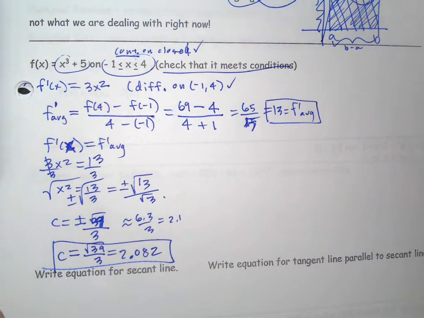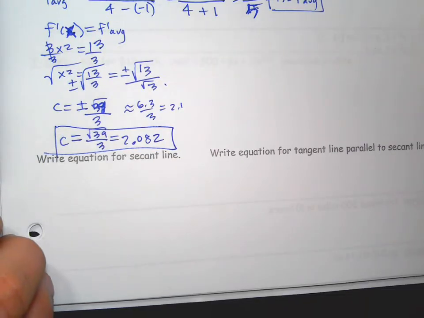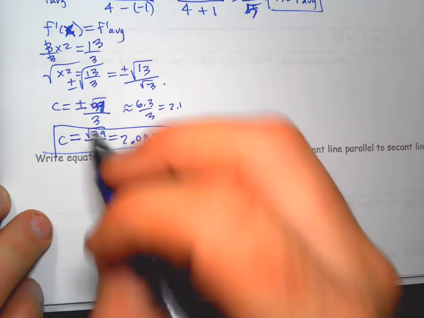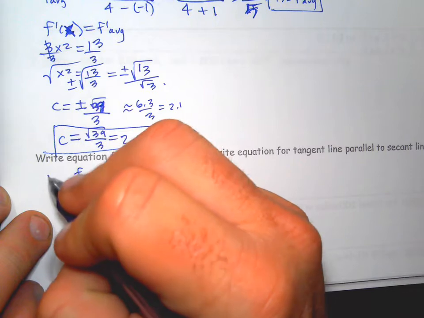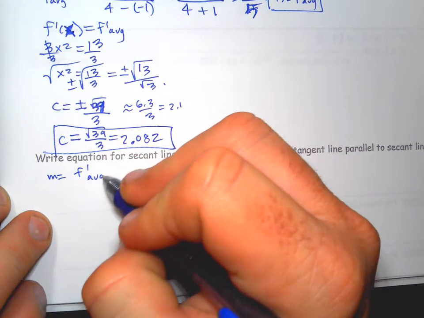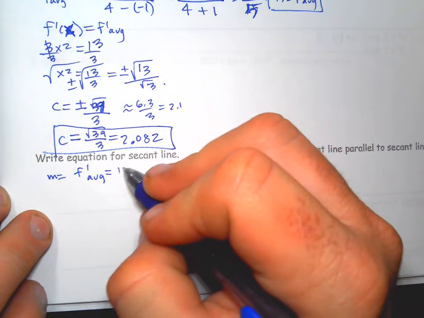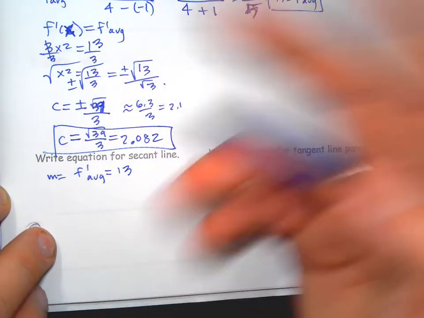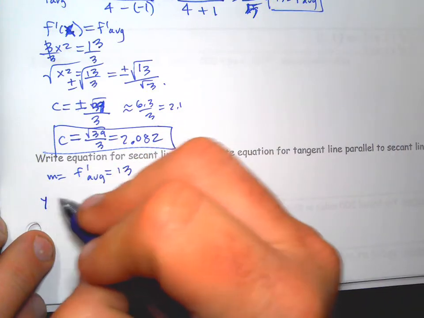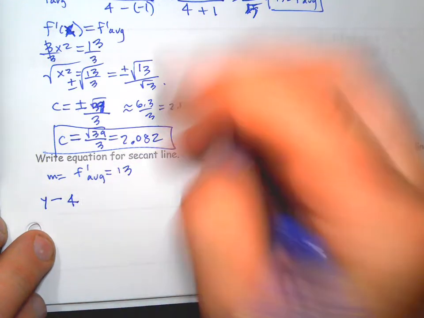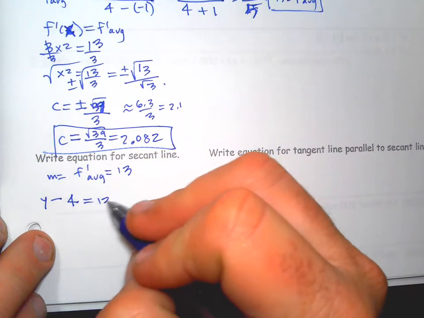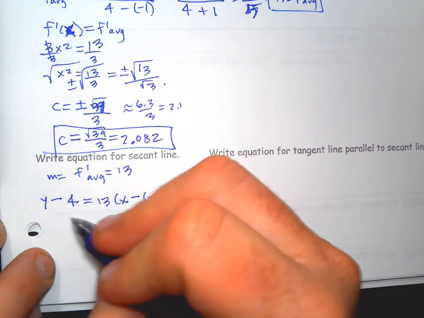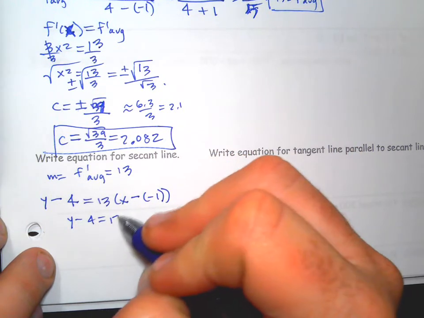Okay, so write the equation for the secant line. We already found the slope of it. The slope is the average derivative, which we said was 13. And we need a point. So either endpoint will work. So you could do y minus 4 equals 13 times x minus negative 1. So y minus 4 equals 13 times x plus 1.